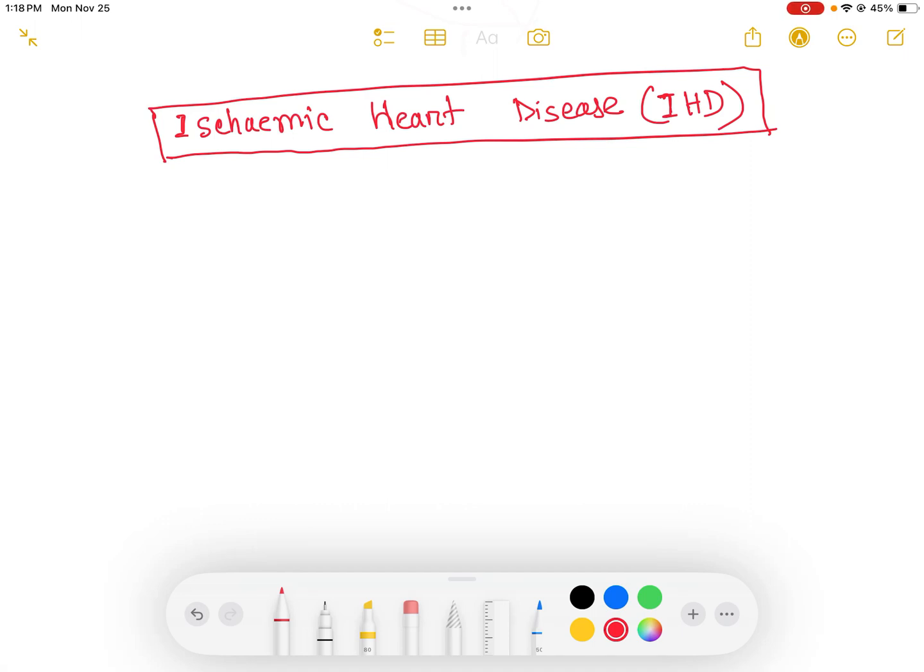Ischemic heart disease. Today we will talk about everything about ischemic heart disease. First of all, pathophysiology of ischemic heart disease. Then clinical features or clinical manifestations of ischemic heart disease. Investigation done in case of ischemic heart disease. Indications for surgery, that means when surgery is needed. Then preparation for surgery.